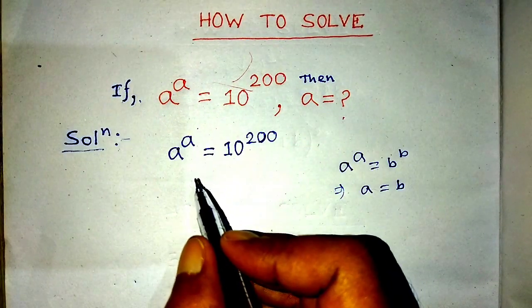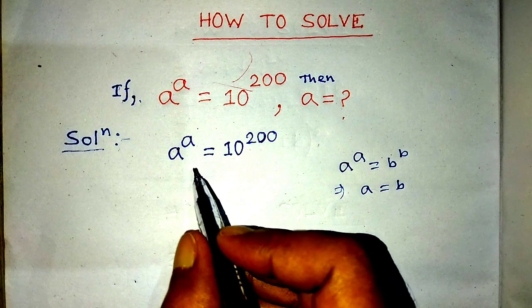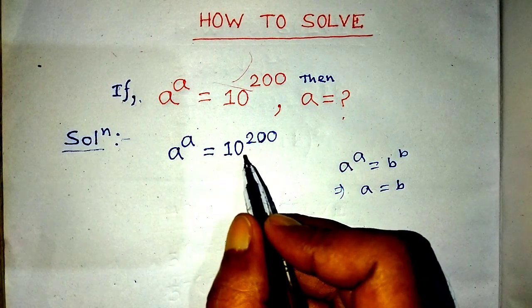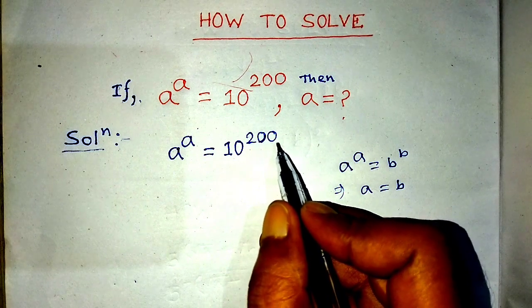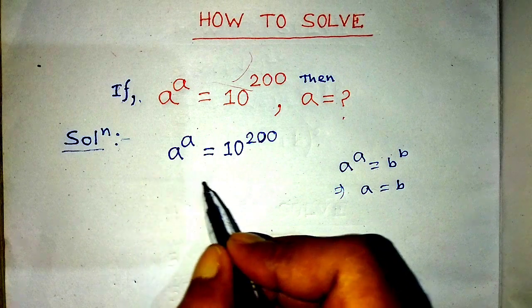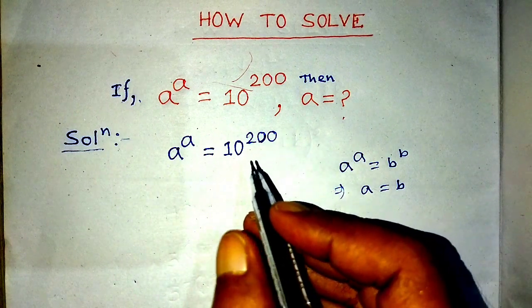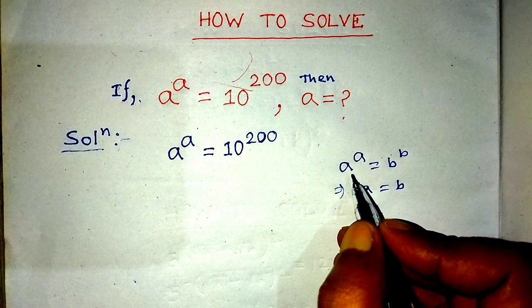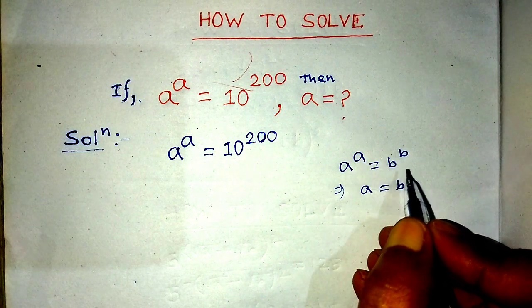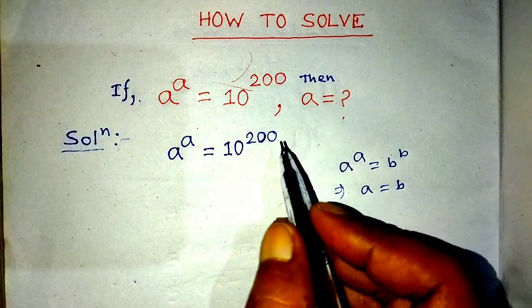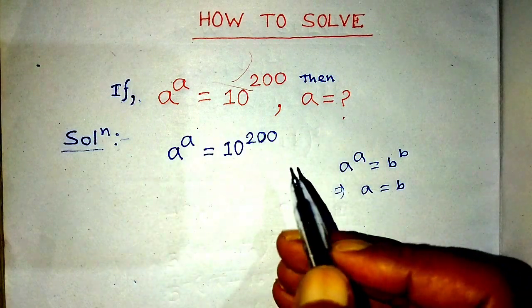So my dear student, our given exponential equation is a to the power a is equal to 10 to the power 200. So student, to find the value of a from this exponential equation, first of all we have to write this equation in the form of a to the power a is equal to b to the power b. Then we are able to find the value of a from this exponential equation.